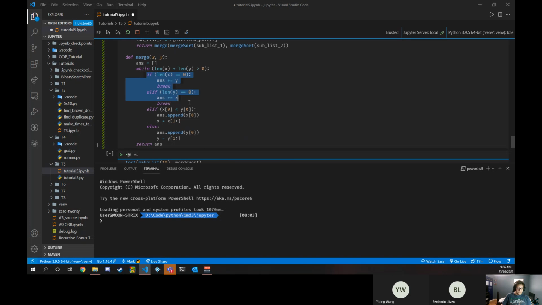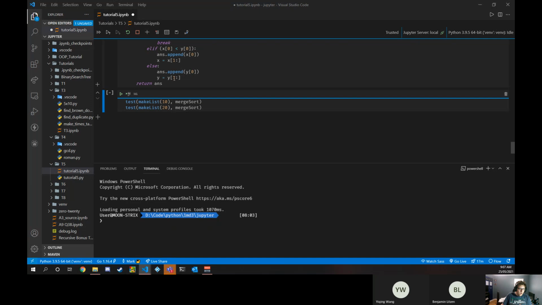These are the only 4 cases. If the left list is empty, put the right list in the sorted list. If the right list is empty, put the left list in the sorted list. If the item in the left list is smaller than the item in the right list, put it in the sorted list and remove it. Else, put the item in the right list and remove that.